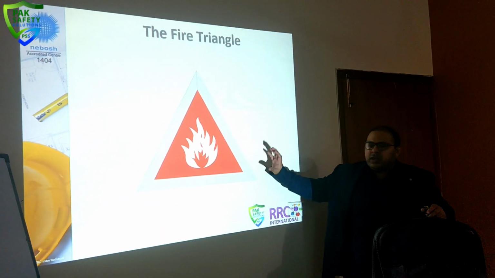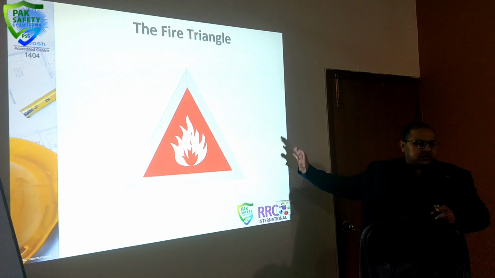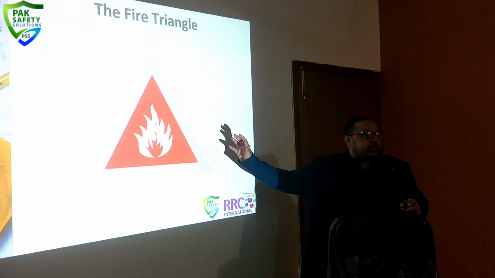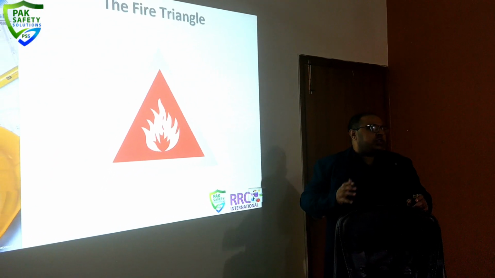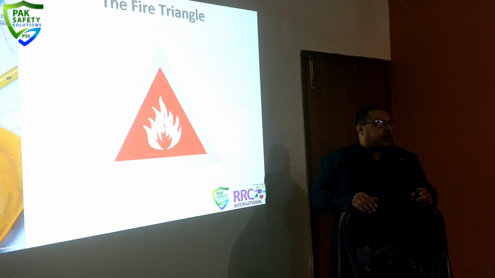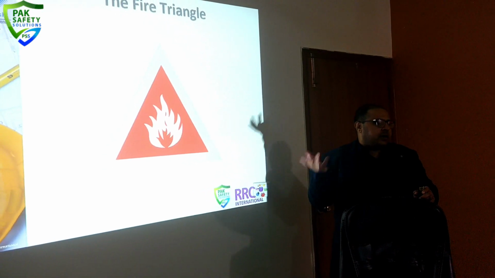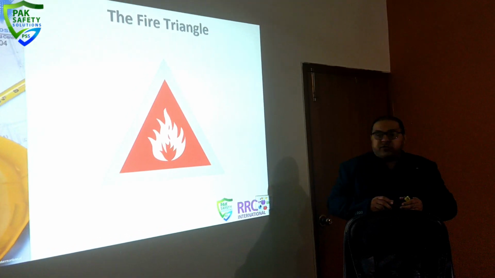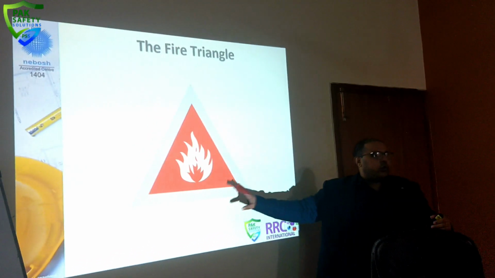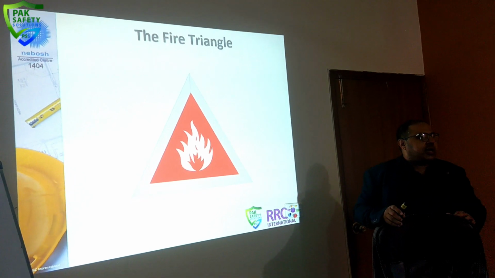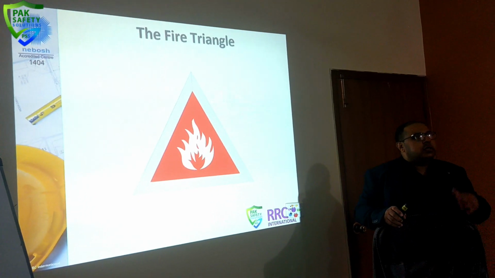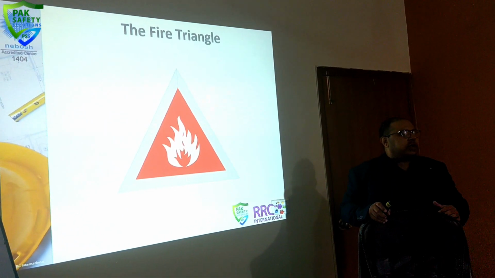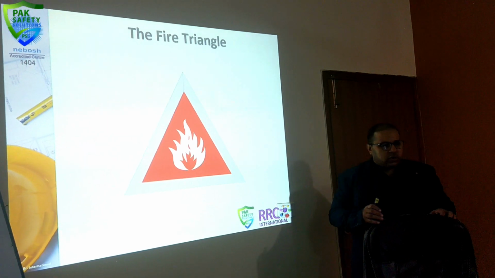Majorly three parts of this triangle are available. One is oxygen. We do need oxygen, which is normally available in our work environment and in the air. We do need fuel, and fuel is also available everywhere most of the time, in any form. It could be solid fuel, liquid fuel, or gaseous fuel.